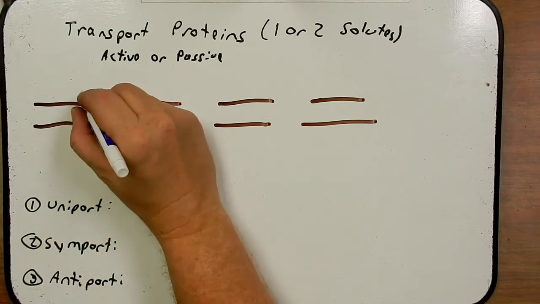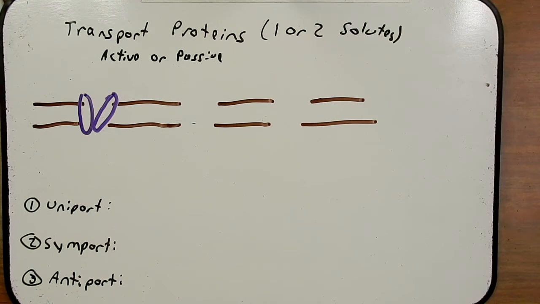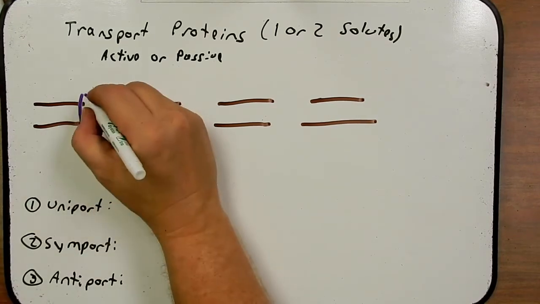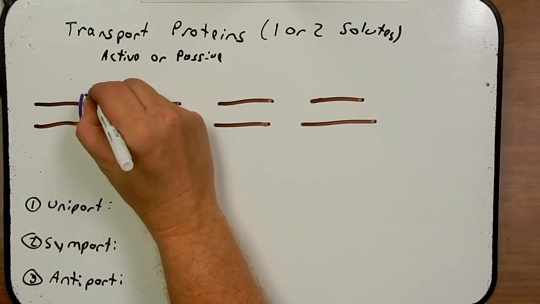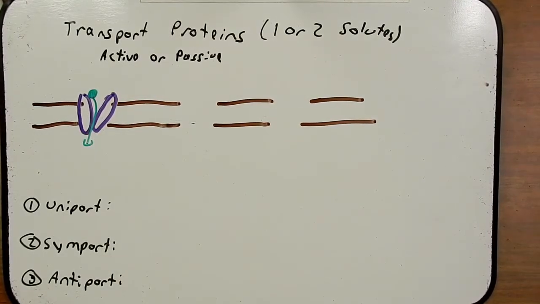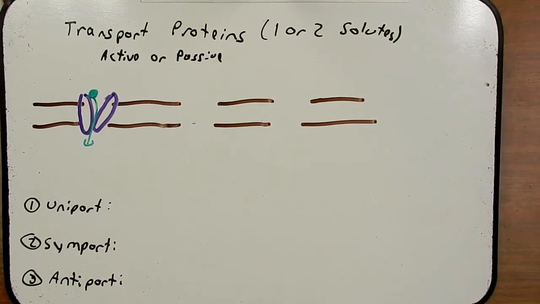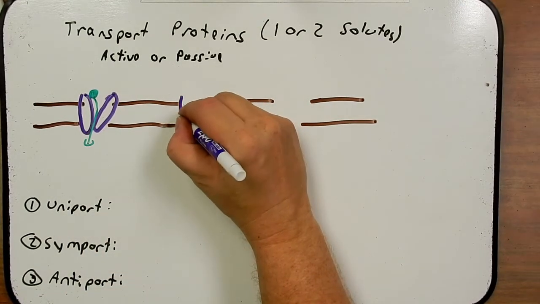Uniport will use this transport protein. As we've talked about before, it will bind to this transport protein and it will move through the membrane. Uni for one molecule being transported. The next one here is going to be symport.